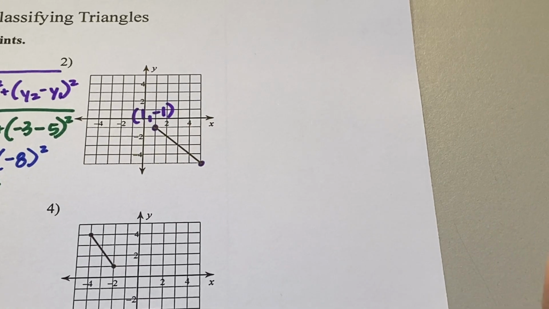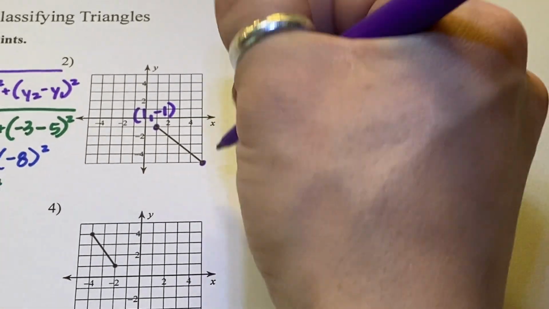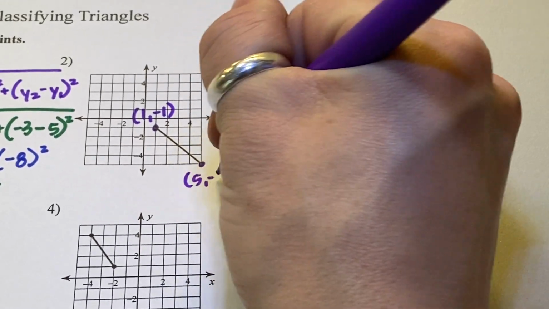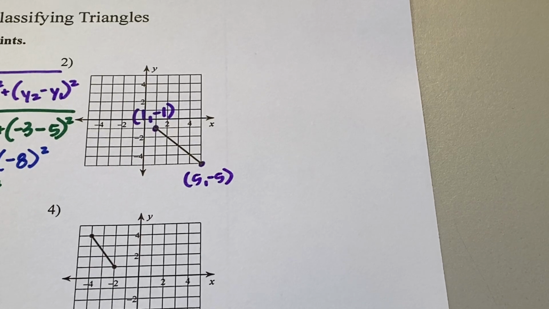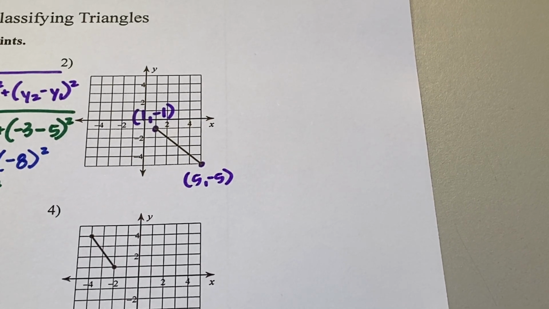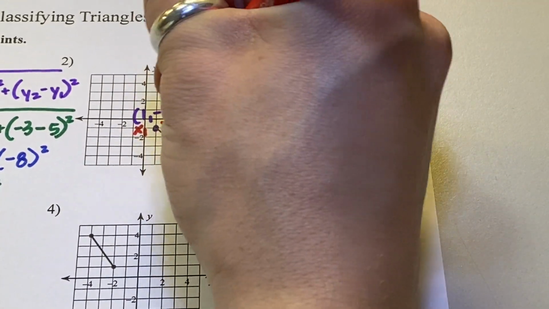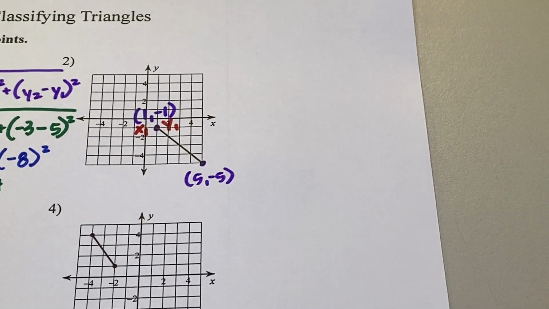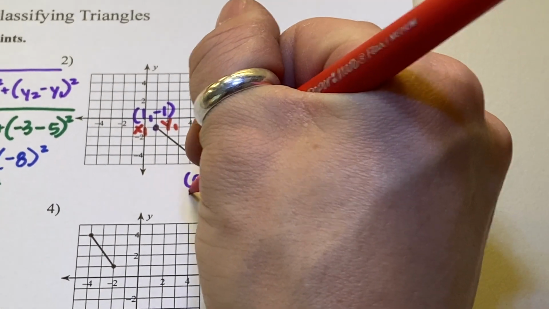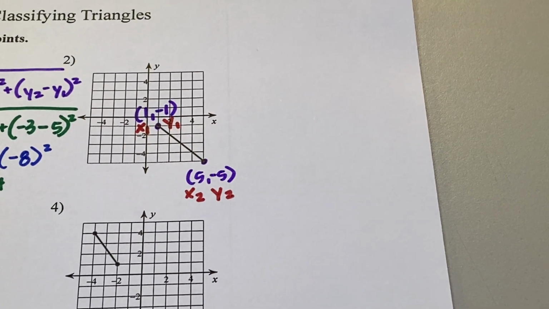Who's got my second coordinate point? Leo? 5 and negative 5. Beautiful. We got positive 5, comma, negative 5. I already said that the top one we'll choose as our first coordinate point. So that point is x1, y1, our first coordinate point. And this bottom point will be our second coordinate point, x2, y2.